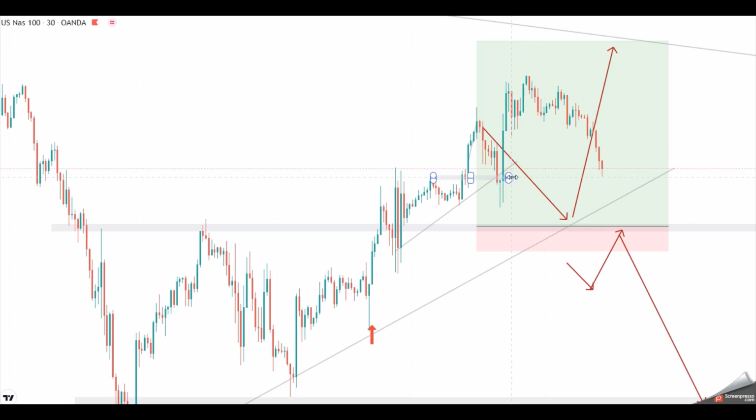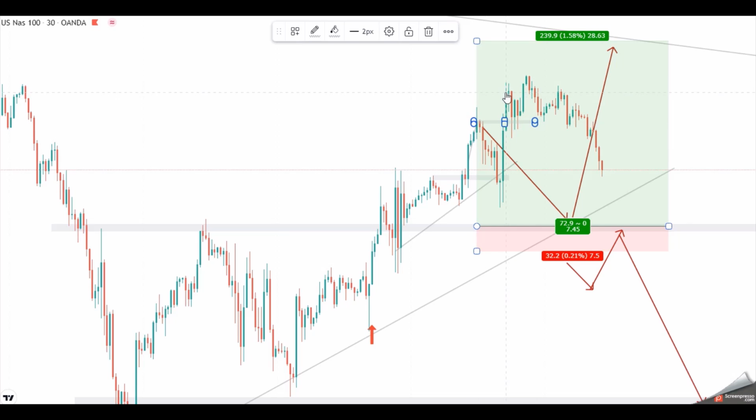Okay, so it went all the way up, breaking the structure right there. If you look at the structure, it's broken all the way. Most likely, I was not looking at this at the time, but I had taken this move. I was in this move.